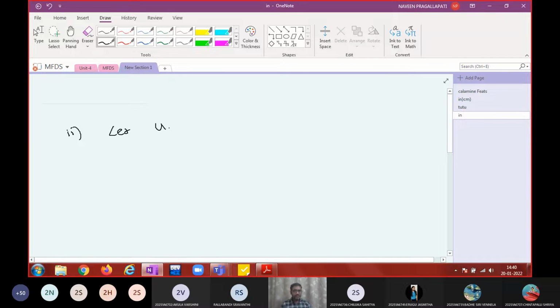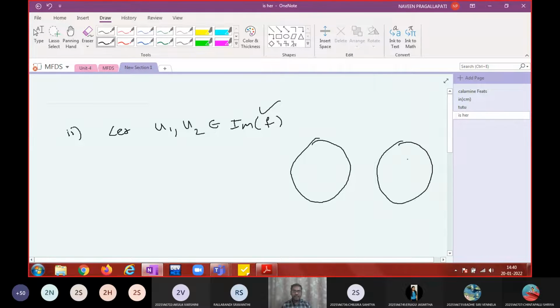Let us take u1, u2 are elements of image of the set F. Image of the set F. Okay. Then how do I show that this is also a vector space? You take u1. Because u1, u2 are elements of the image set, u1, u2 will have pre-images. Do you agree? Because you are collecting u1, u2 from the range.